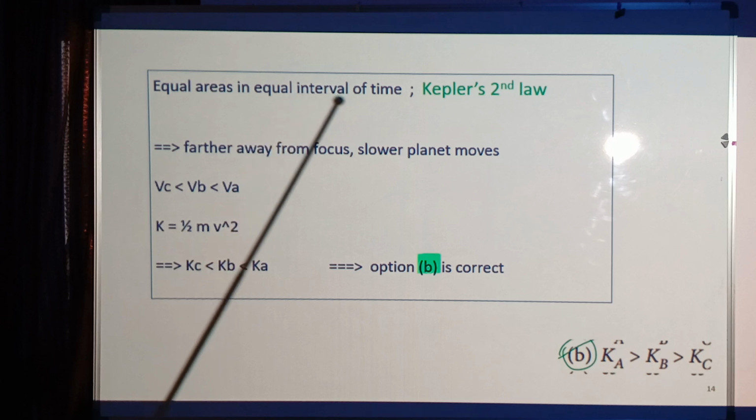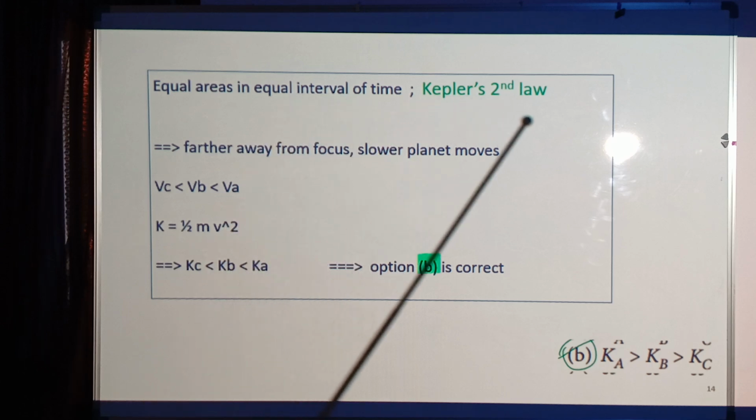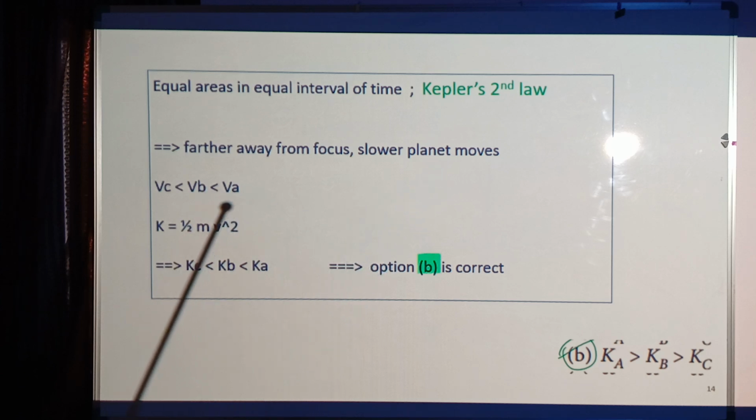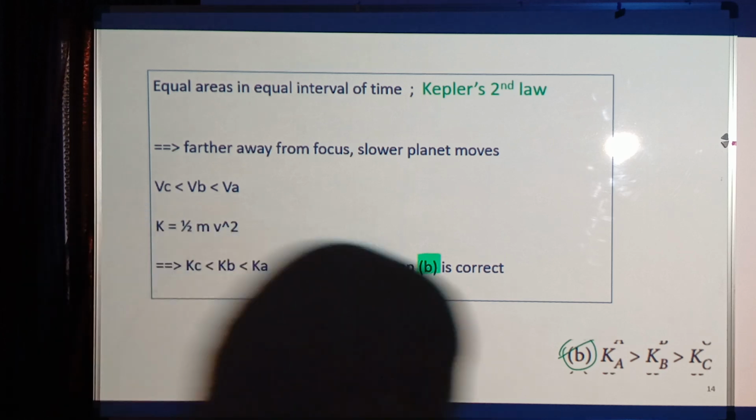Equal areas are swept in equal amounts of time. This is Kepler's second law. So farther away from the focus, the planet moves slowly. So velocity is maximum nearby, which is at A, and minimum farther away. So option B is the correct one.